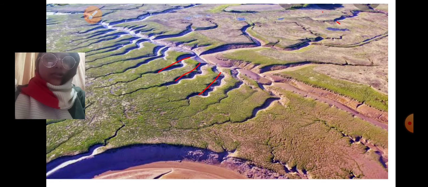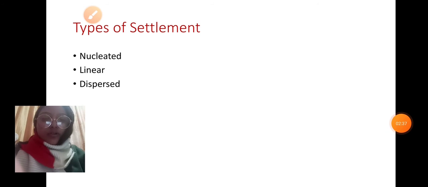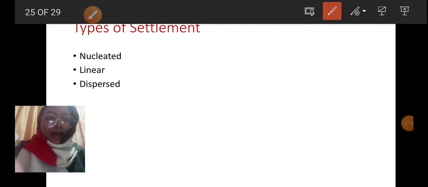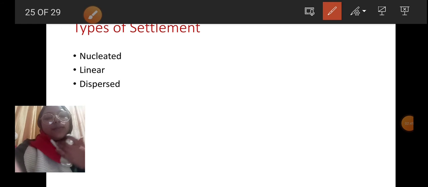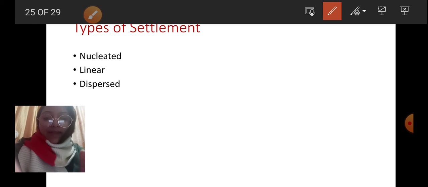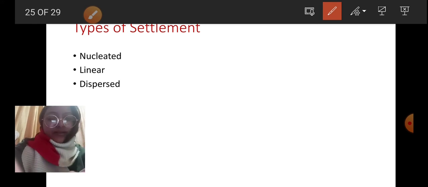Next we have another important topic in this chapter, that is the types of settlement. I think you all have already done this in your class 7, but still we will do it for your revision. You all know that settlements are places where people live. Settlements are of different types. They can vary in size, from settlements consisting of single dwellings, that is a single house, to major cities where millions of people live.